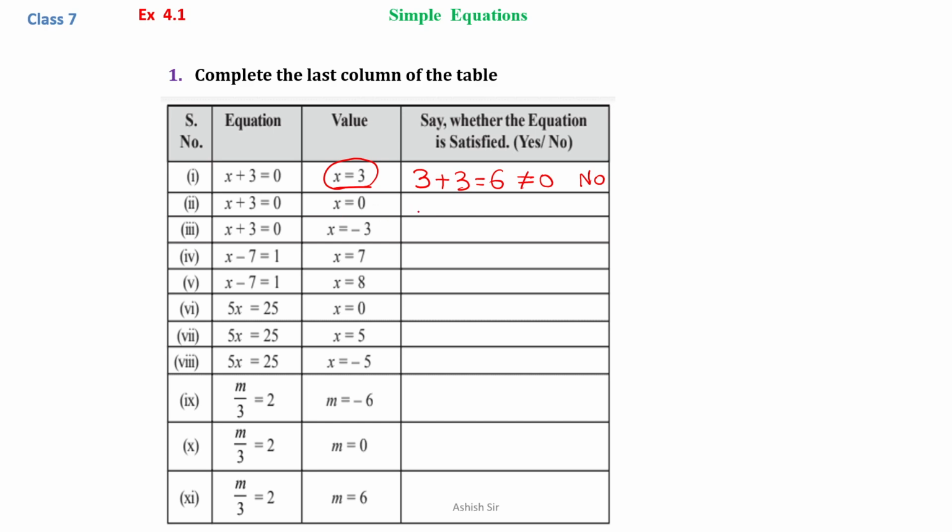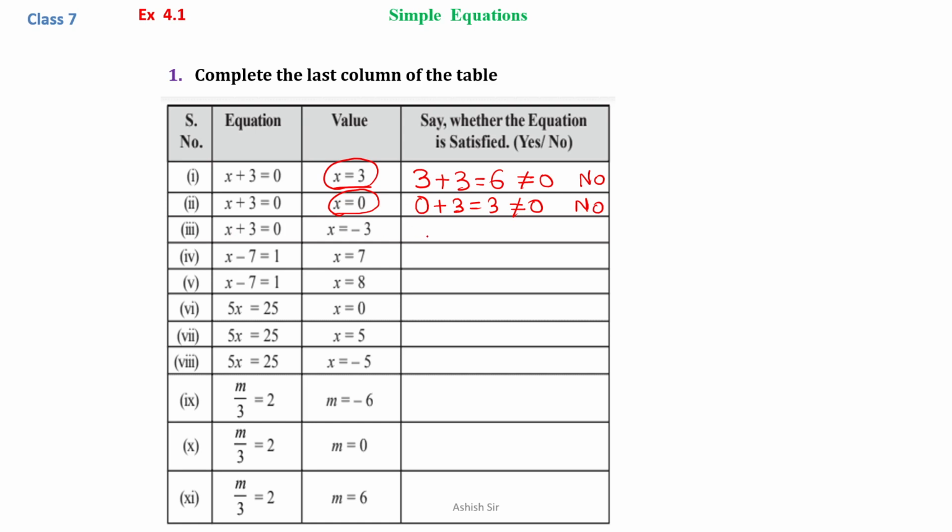Next, we will put the value of x as 0. The equation is x plus 3. In place of x, we'll put 0. So 0 plus 3 equals 3. Again, it's not equal to 0. So we'll write down no. It does not satisfy the equation.